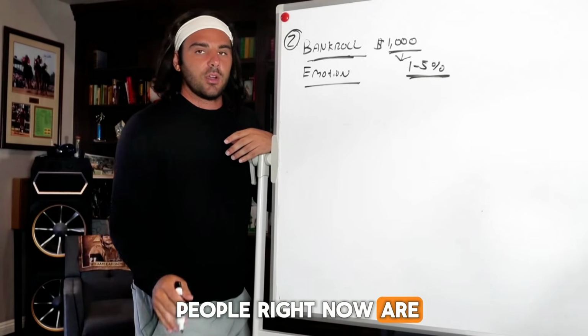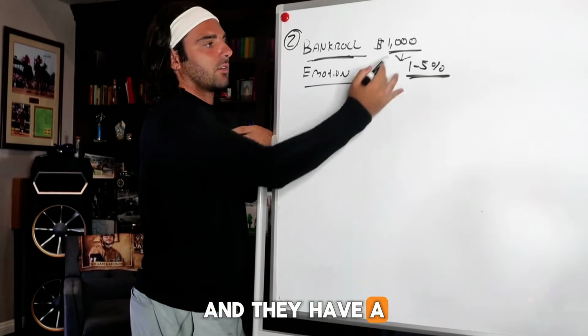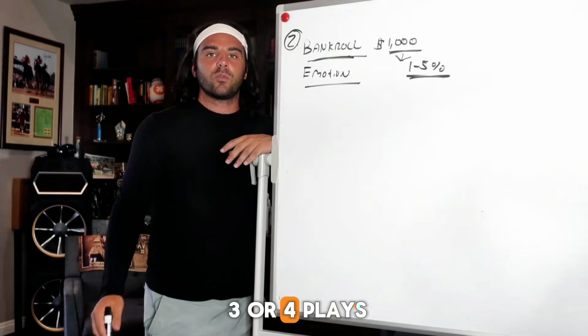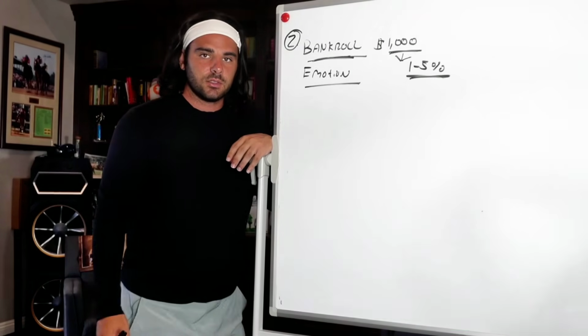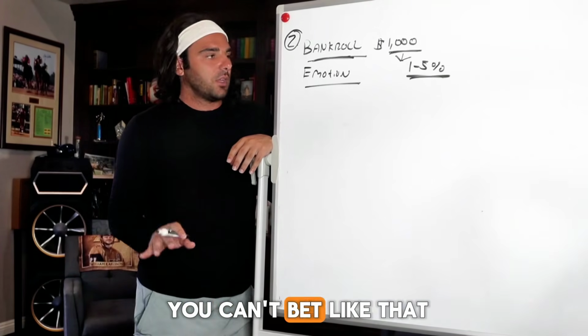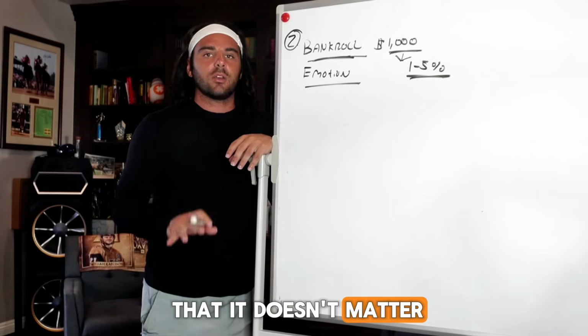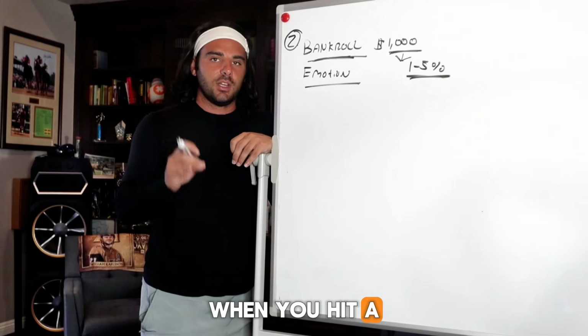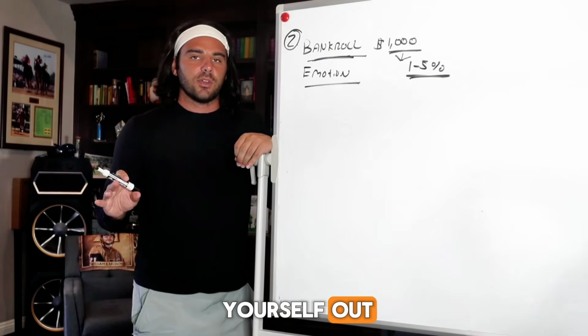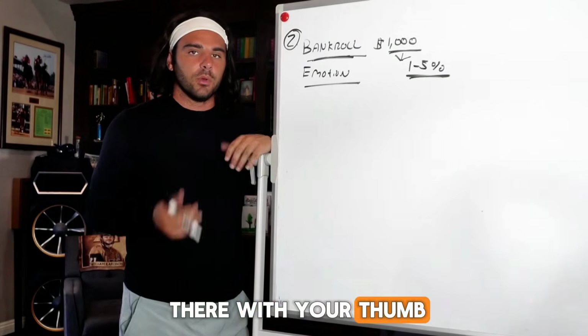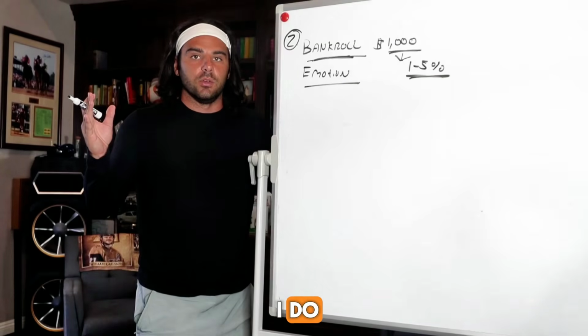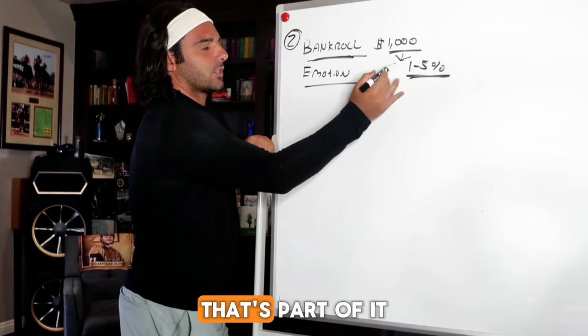You know how many people right now are betting $200 per play and they have $1,000? Guess what? They lose 3 or 4 plays. They basically have nothing left. You cannot do that. You can't bet like that. If you bet like that, it doesn't matter whether you have the right recipe or not. When you hit a downswing, you will clean yourself out and then you'll be sitting there, what do I do? I don't know what to do. So that's part of it.